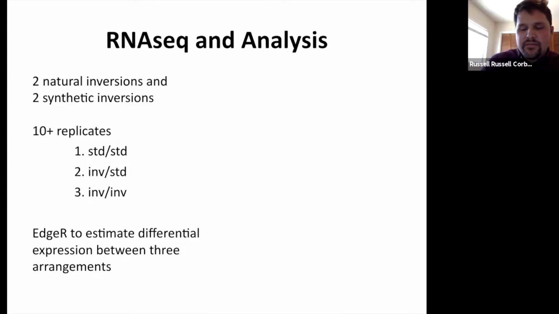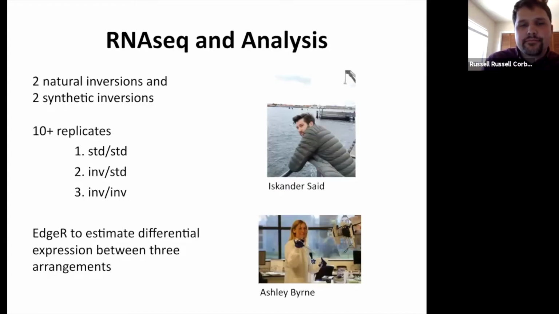And then for each of these, we made a bunch of replicates. So we'll be comparing standard homozygotes with inversion heterozygotes and inversion homozygotes. So we'll be looking at all three classes at once, and we're going to use the EdgeR statistical package to see what's differentially expressed. Okay, and again, to thank the people that did this work, Iskander Saeed and Ashley Byrne.